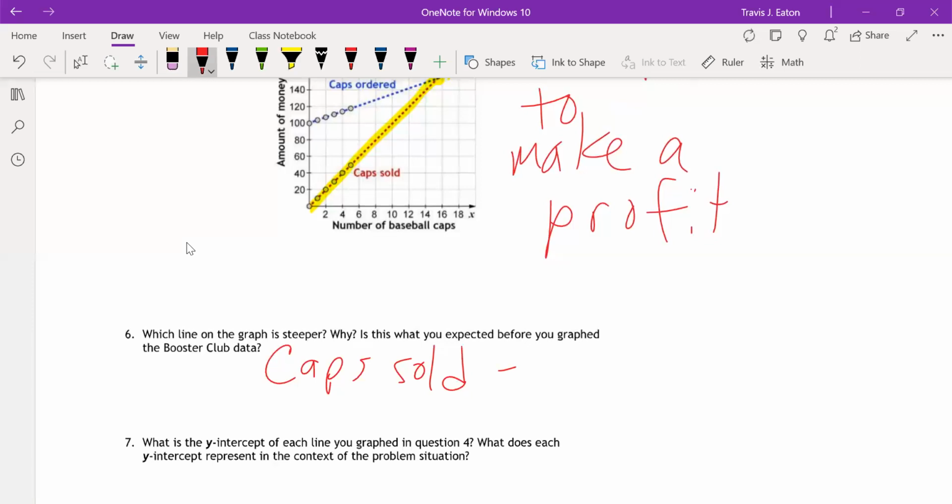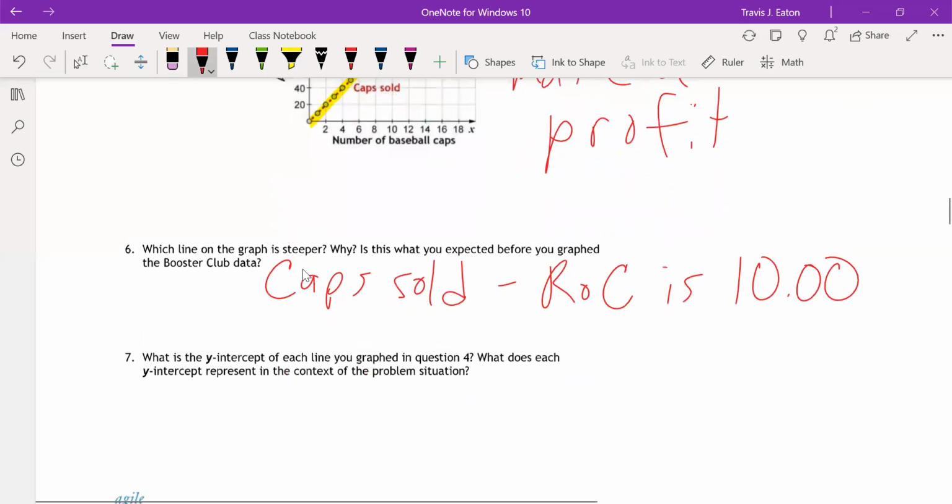And it's because the rate of change, or the slope, right, is $10 compared to $3.50 for the number of caps ordered.